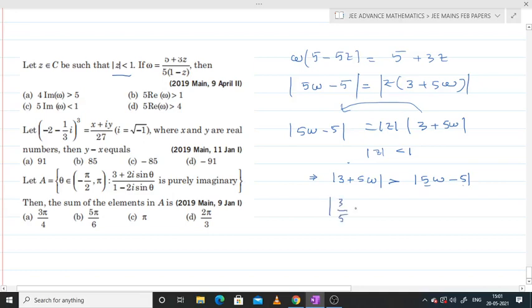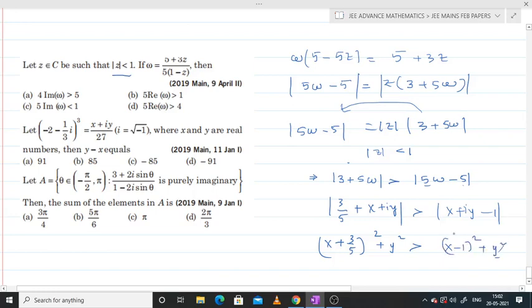That is, 3 by 5 plus omega, which is a complex number that I will write as x plus iy, is greater than, having taken 5 common, omega, a complex number x plus iy, minus 1. So here this is the magnitude which has a real part and an imaginary part. It actually represents the circle: x plus 3 by 5 whole square plus y square, the magnitude, is greater than x minus 1 whole square plus y square.